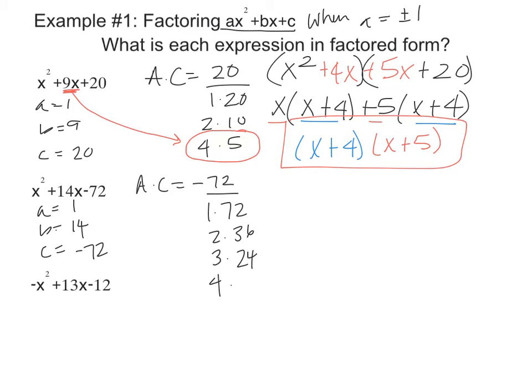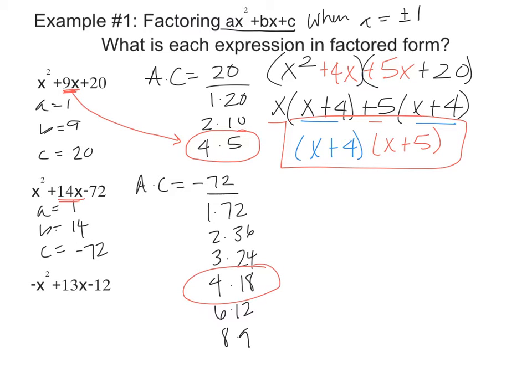4 and 18. There's no 5s. There's 6 and 12. I don't believe there's a 7, but there is an 8, and it's 8 and 9. So again, we need to ask ourselves what combination of factors will give us 14. What you should notice is that the combination that will give us 14 is going to be 4 and 18.